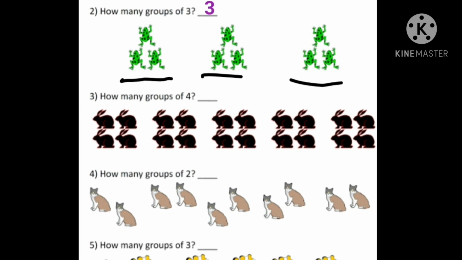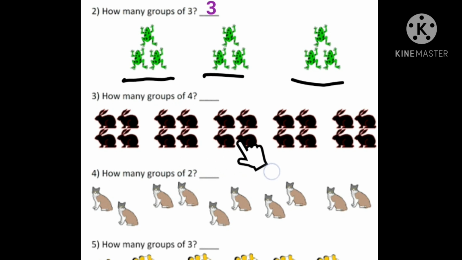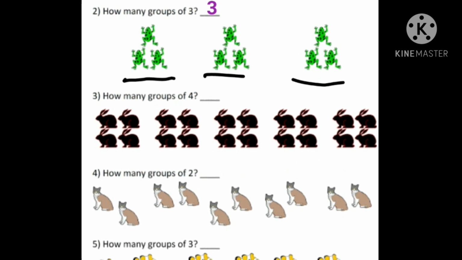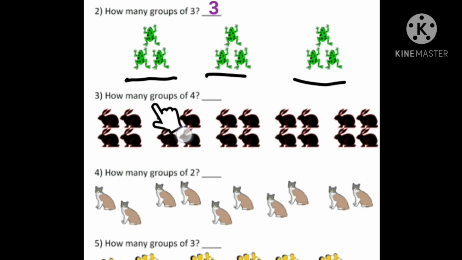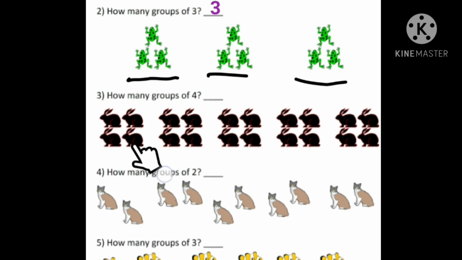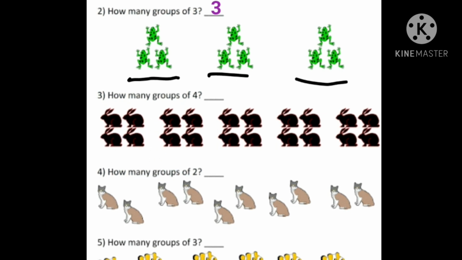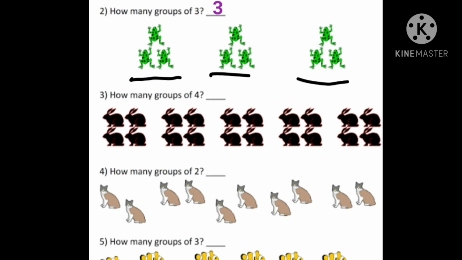Third question. How many groups of 4? Here are pictures of rabbits. So in the question it is given we have to find how many groups of 4. It means each group should contain 4 rabbits. Okay. So let's find out how many groups there are.